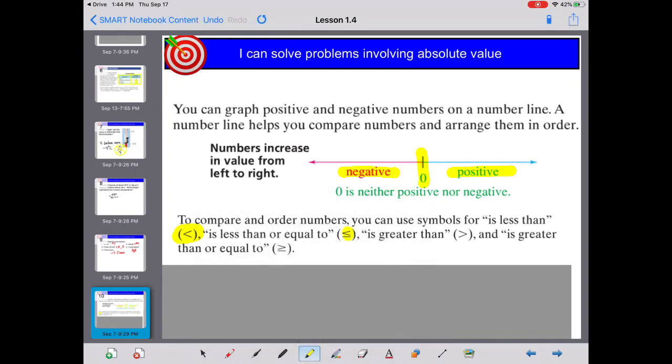This symbol is less than or equal to, similar to a compound word like doghouse being a combination of the word dog and house. This symbol is a combination of two symbols, less than and equal to. So this symbol is read less than or equal to.